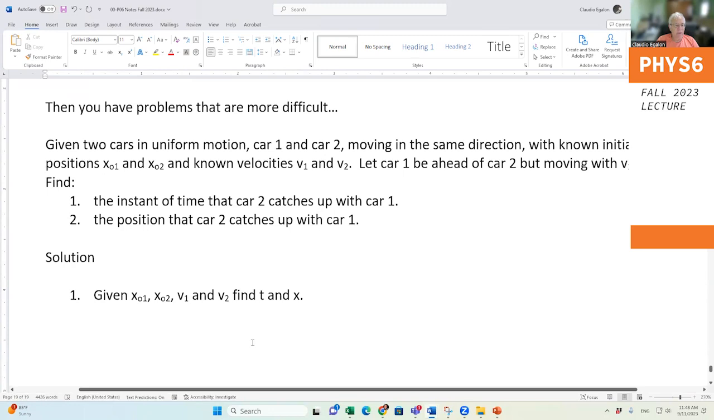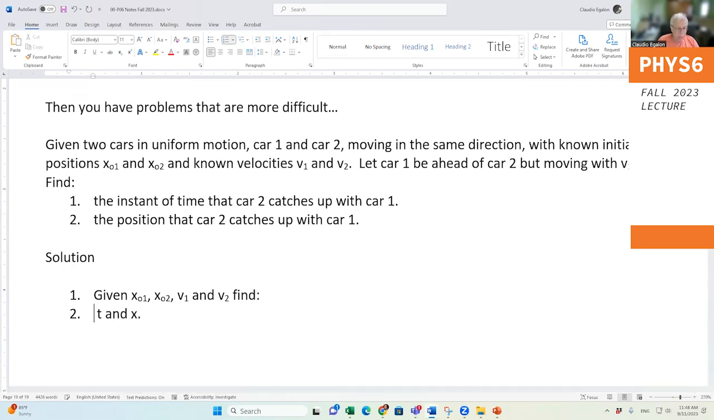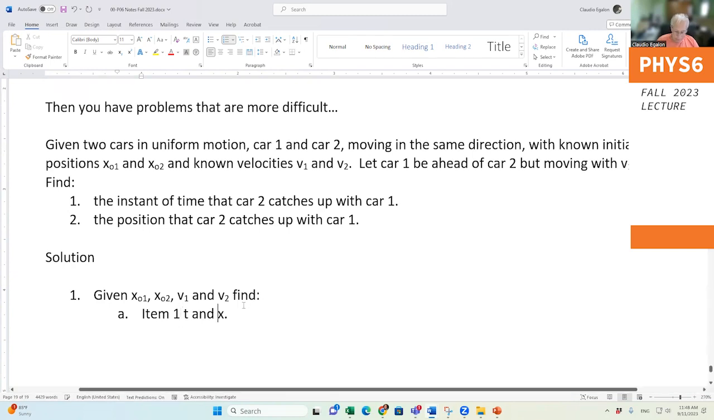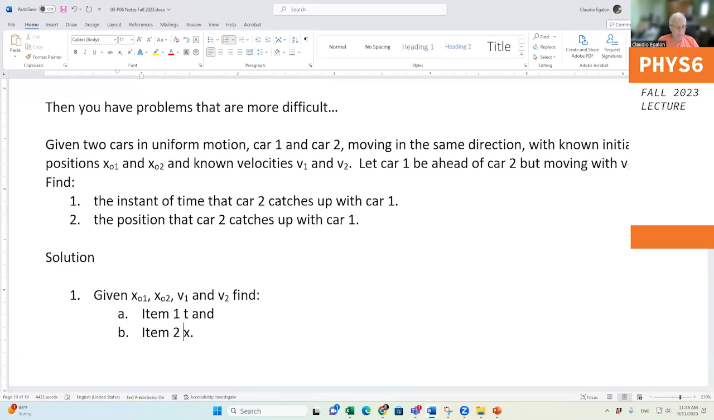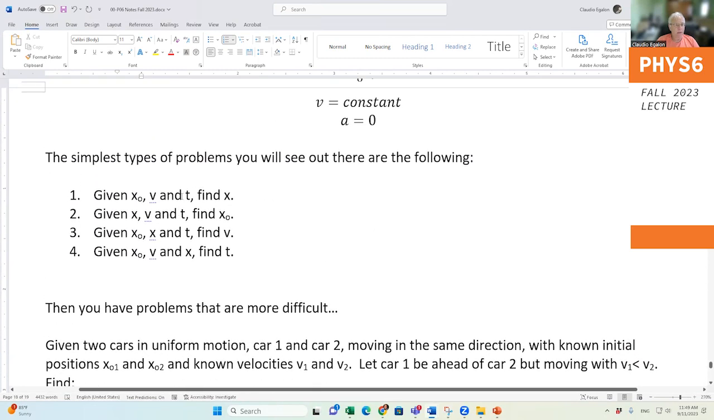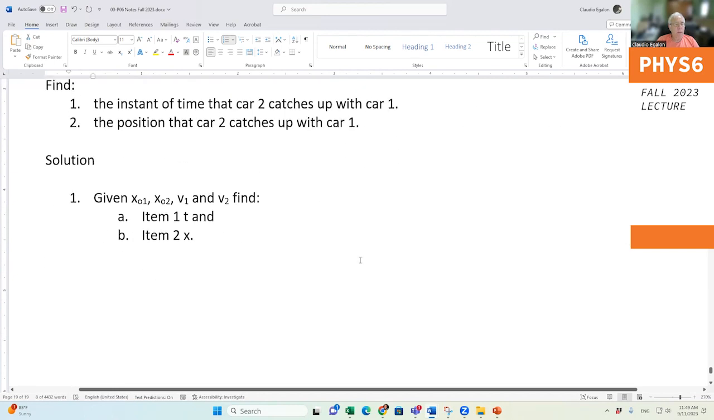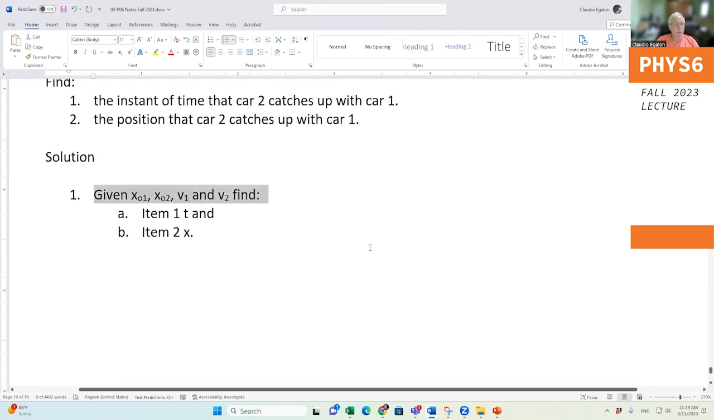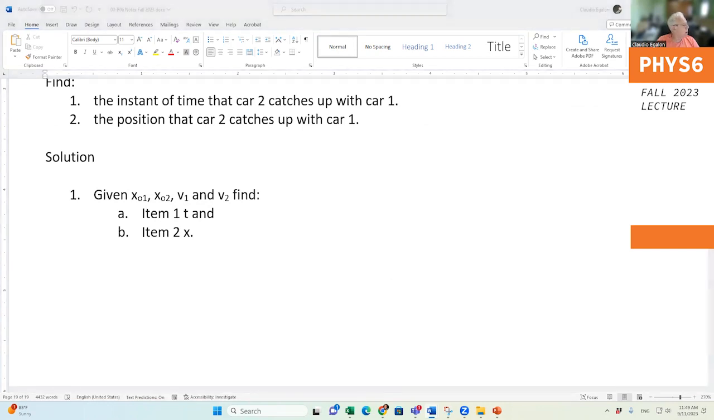Item 1 is find t, right? Item 2, x. See how much more difficult this problem is. Here we have just a single equation, but here we're going to end up having two equations, and we have to find two parameters. And there is a proper mathematical procedure for that. We have 10 more minutes to do it. Let's do it together.